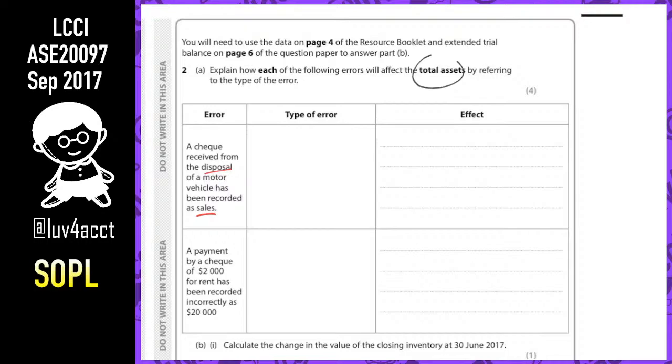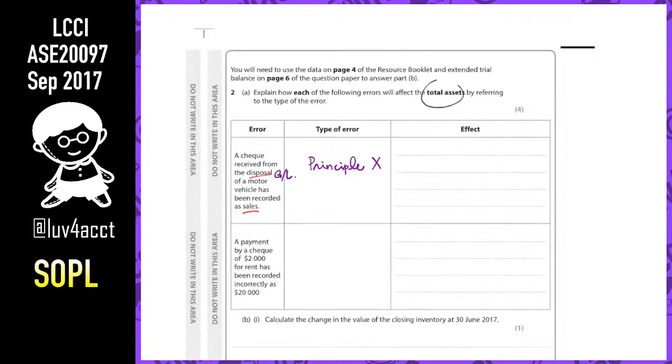Okay, so for me, this one is hard to tell, because disposal is to calculate the disposal gain or loss. Sales is also an income account, so I think it's kind of the same type of account. But I just want to tell you that in the mark scheme it says principal, because it is related to non-current assets. I do not agree that much. I would say it is an error of commission only.